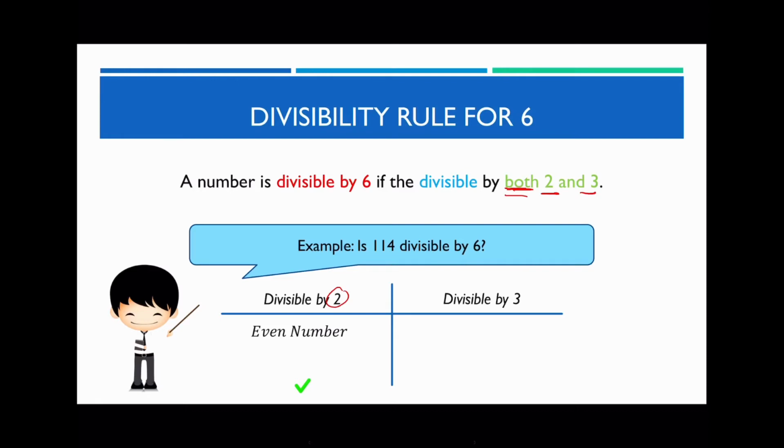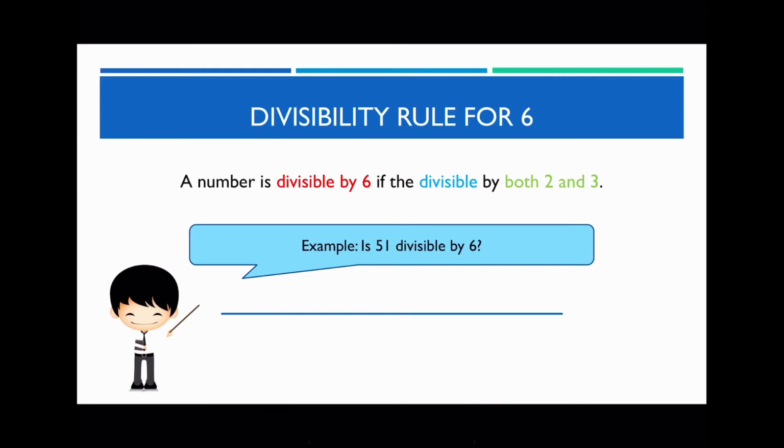So we said to test for divisibility of 3. I keep mispronouncing it. What we do is we add up all the digits together, and if the sum is divisible by 3, then therefore this number is divisible by 3. So if you add 1, 1, and 4, this gives you 6. 6 can be divided by 3. So therefore, this indicates that this number 114 is divisible by 3. And since it passes both of these tests over here, therefore 114 is divisible by 6.